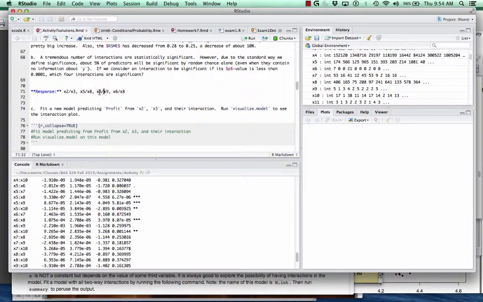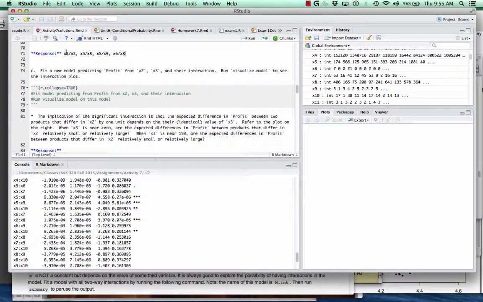Basically, that's telling us that if we had a model with all those other predictors, including all those interactions except for the x2, x3 interaction, then adding in the interaction between x2 and x3 to that model significantly reduces the sum of squared errors.